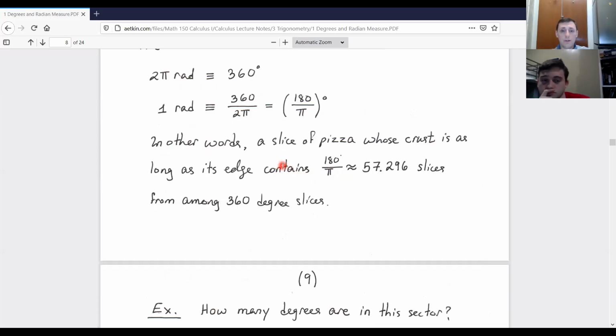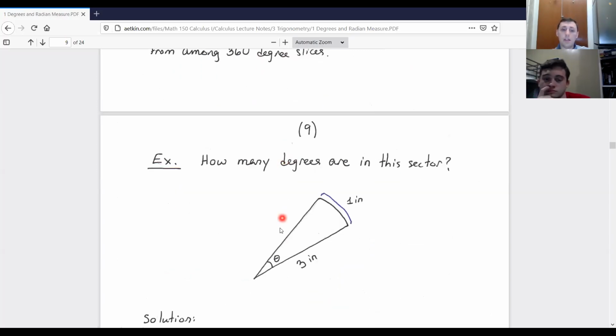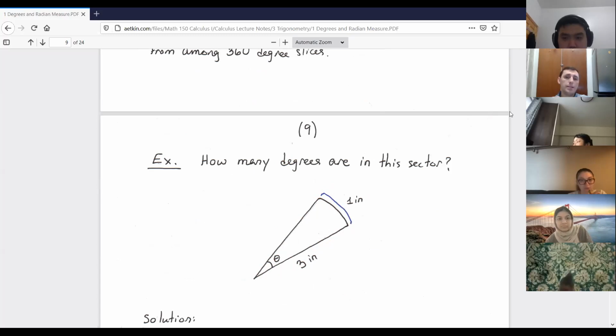Good. Now tell me, please, here, guys, I want you to tell me how many degrees are in this sector. You see this picture? This is 3 inch long. This is 1 inch long. I want you to tell me how many degrees. By the way, what am I asking? I'm asking how many times can you place a Babylonian slice in it? How many Babylonian slices fit in this wedge? Clear? So how many degrees are in this wedge? Giving this information, please.